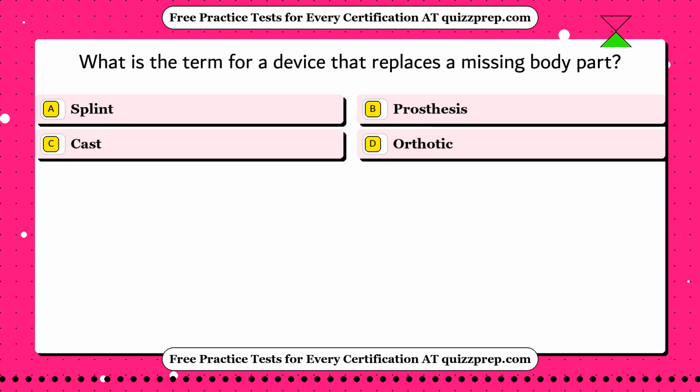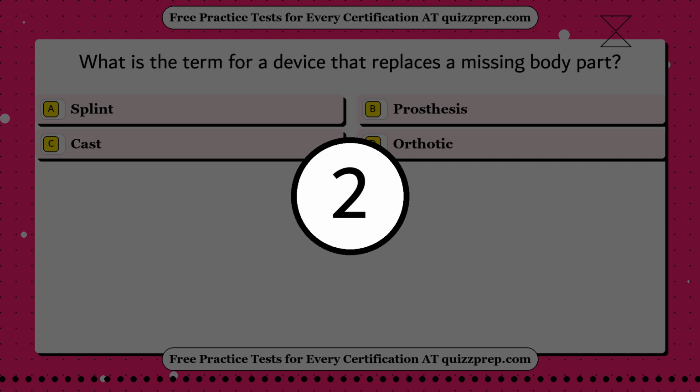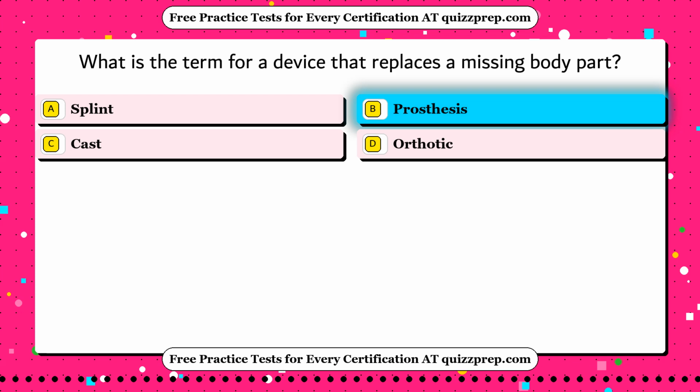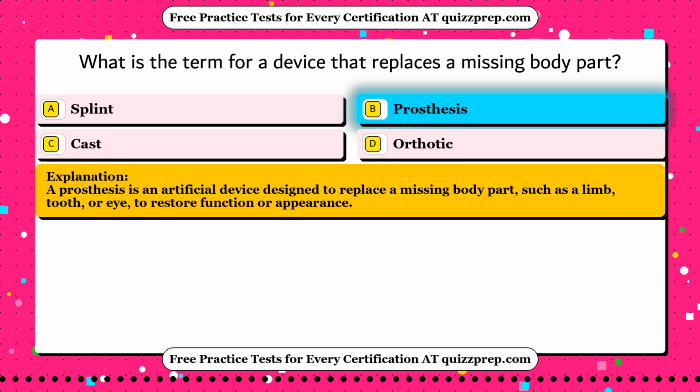Question 32. What is the term for a device that replaces a missing body part? Option A, splint. Option B, prosthesis. Option C, cast. Option D, orthotic. The correct answer is Option B, prosthesis. A prosthesis is an artificial device designed to replace a missing body part, such as a limb, tooth, or eye, to restore function or appearance.